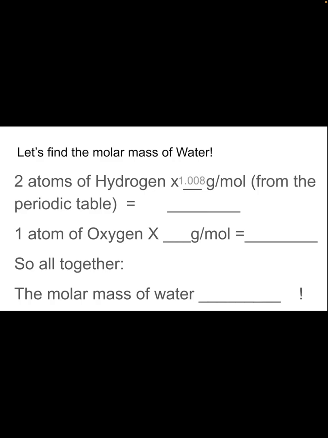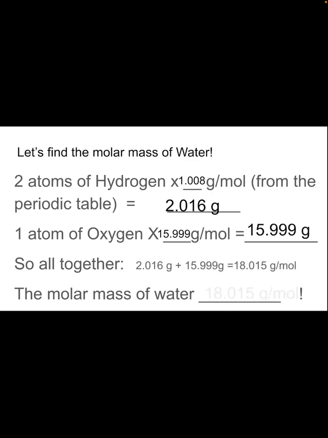So 2 atoms of hydrogen. On the periodic table, it says hydrogen is 1.008 grams per mole. When I multiply that by 2, I get 2.016. Okay, now I have 1 atom of oxygen. On the periodic table, it's 15.999. Since it's just a 1, I don't really need to multiply that. It stays the same. So since molar mass is just a sum, we're adding those 2 numbers together to get 18.015.